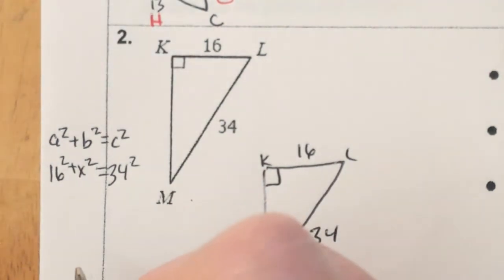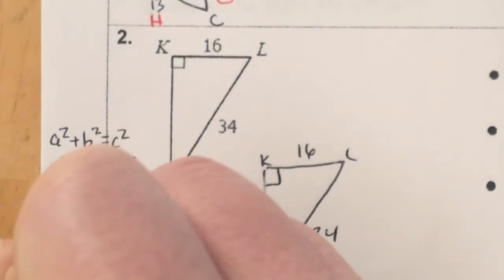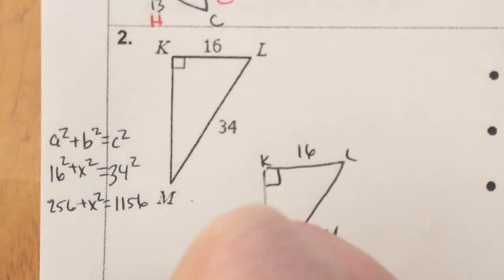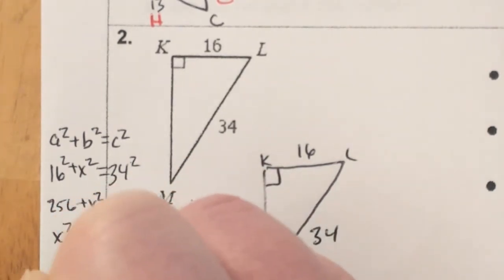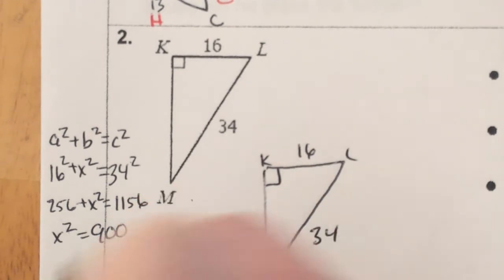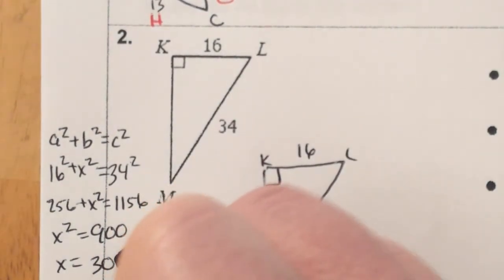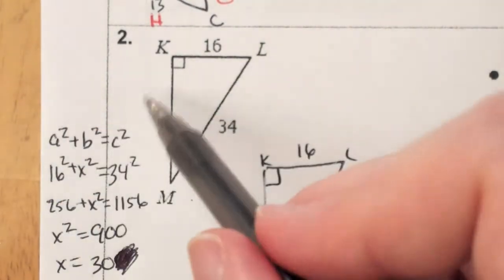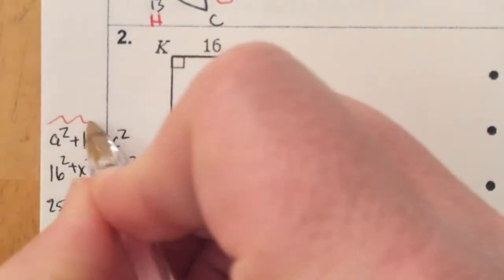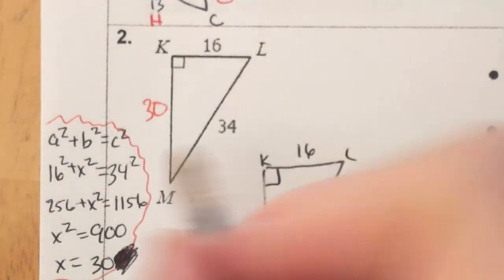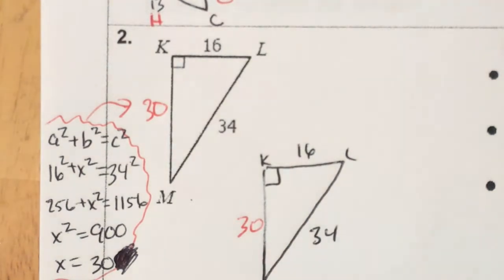All right, so we get 256 plus x squared is equal to 1156. Subtract 256 from both sides to get x squared is equal to 900. Square root both sides, you get x is equal to 300. 300, sorry. It's equal to 30. So silly. When I said 300, I'm like, wait a minute, that's way too big. Oh, it's 30. Okay, that's a little bubble thought off to the side here. All right, so this side right here is 30.